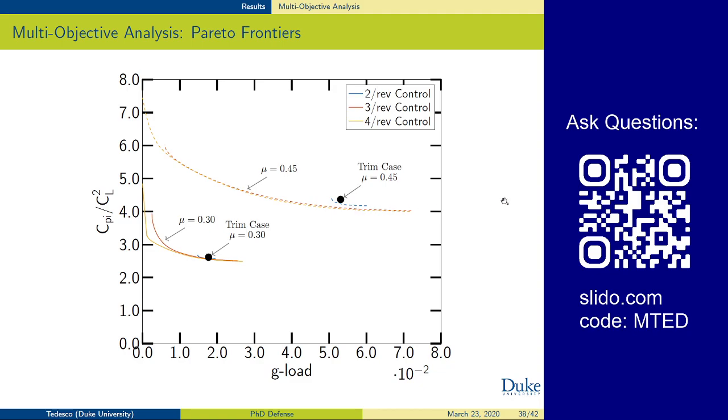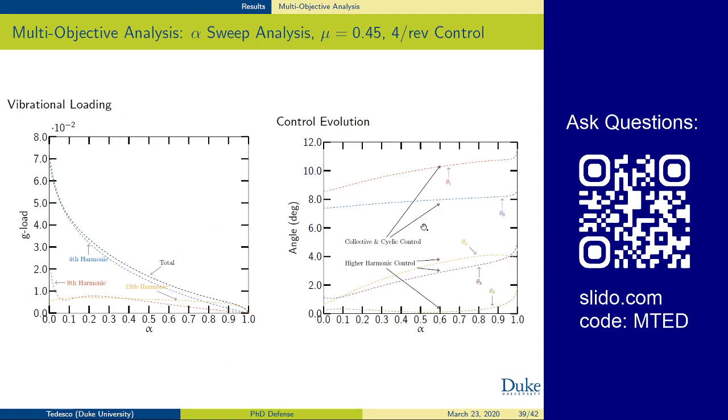So the final question that I would ask is, well, why is this happening? What's going on behind the scenes? To do that, what we're going to look at is two things. On the left, vibrational loading, and on the right, control evolution. Both of these are plotted on the x-axis as alpha varies. Just as a reminder, when alpha is 0, it's p-opt. When alpha is 1, it's g-opt.